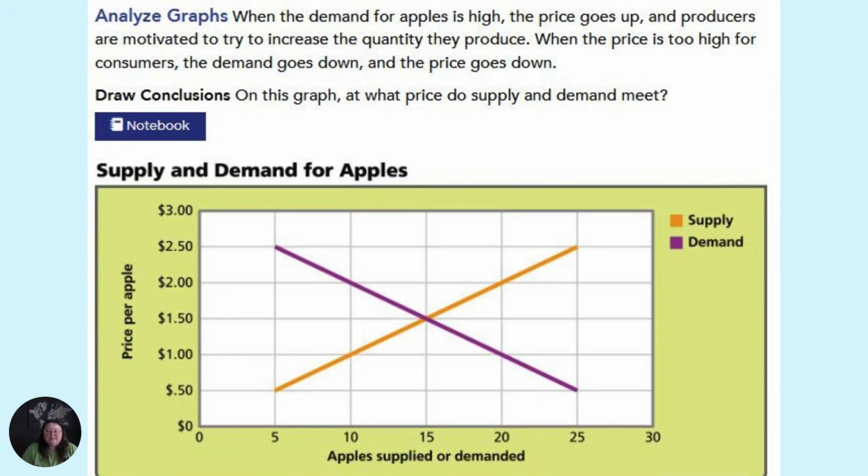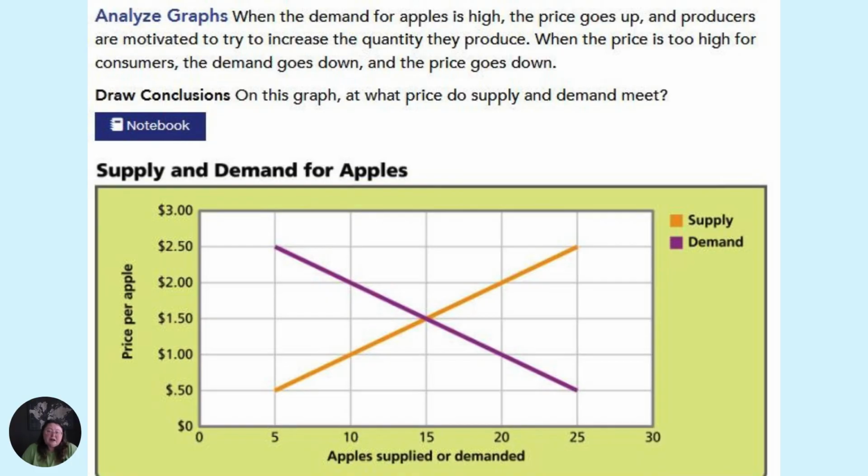But maybe the next day I go to the grocery store and it says 50 cents for apples. Well, I'm going to buy way more apples because the price has gone down. I'm going to demand more. So you can see on our purple line, if you go to 50 cents, my demand there is 25. The opposite is true for producers. Producers don't want to sell many apples at 50 cents. They would prefer to sell more apples at $2.50.